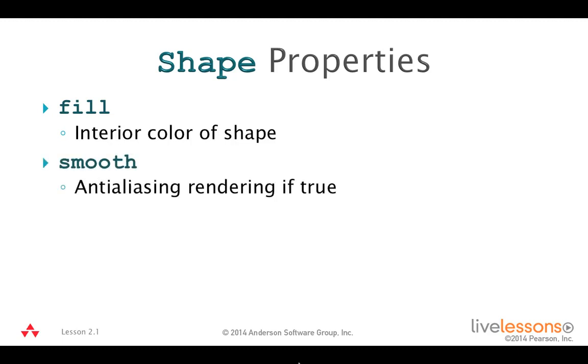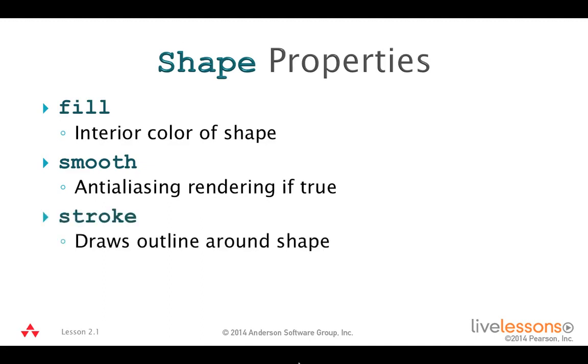The smooth property affects anti-aliasing rendering. This is a Boolean, and if true, makes the drawn shape appear smoother. The stroke property is a paint type and is the color drawn around a shape outline. This default value is null for all shapes except line, polyline, and path, which use black.